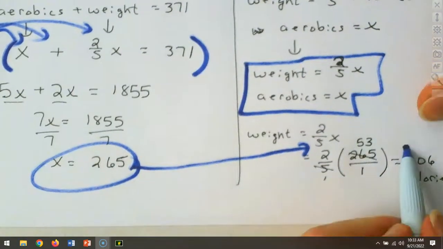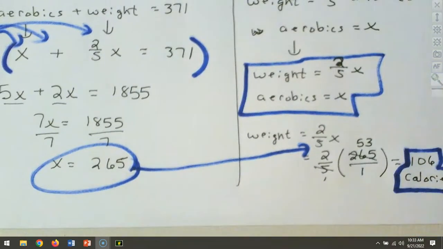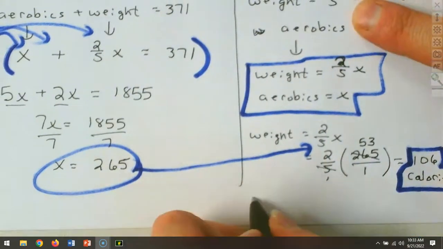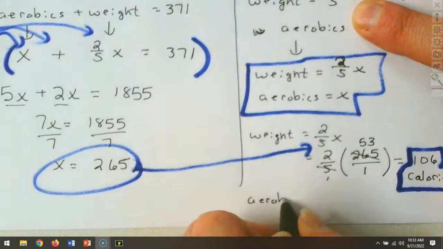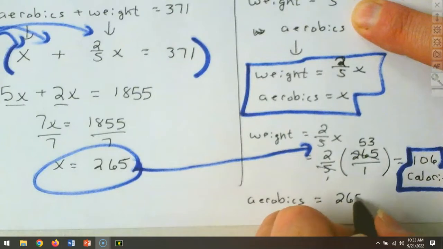And that's your weight training. That's what we want. What's the other one going to be? I'm not going to box the other one, but the aerobics would be what? X. That is going to be 265 calories.